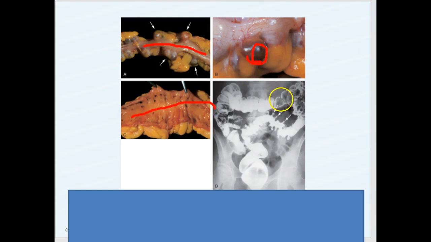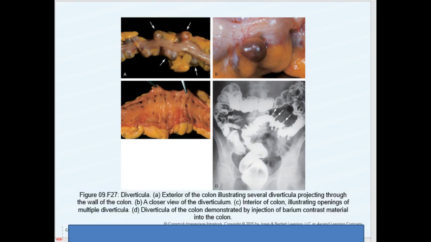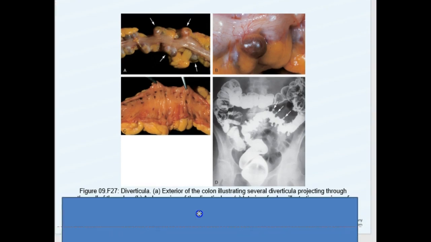These are all diverticula. And I like this x-ray right where they did a barium. And you could see the outpocketing of the diverticula. That's pretty neat. So, diverticular disease. Okay, and there are descriptions there if you want to go over them.